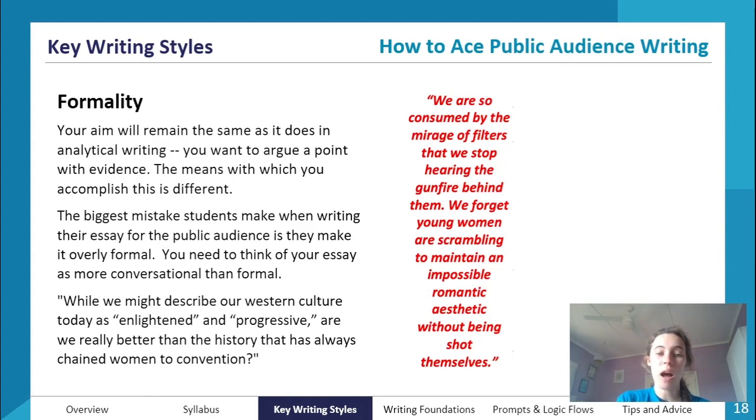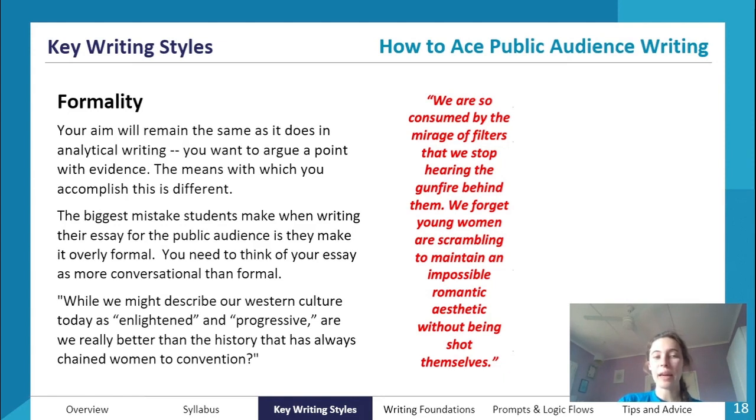We might describe our Western culture today as enlightened and progressive. Are we really better than the history that has always chained women to convention? Asking questions like that are more conversational, more engaging, rather than stating facts and being really just analytical in a formal kind of way.